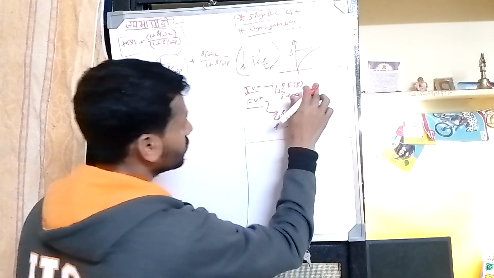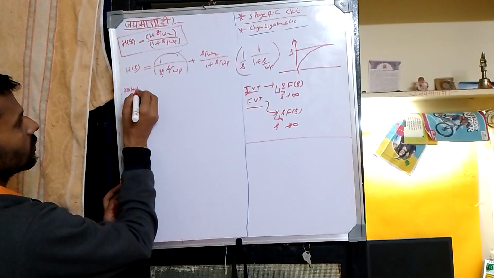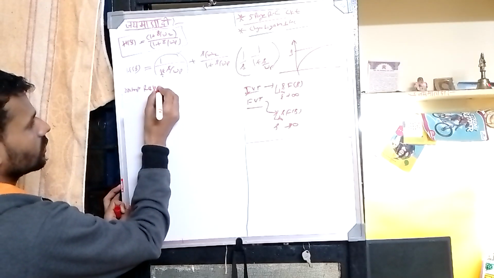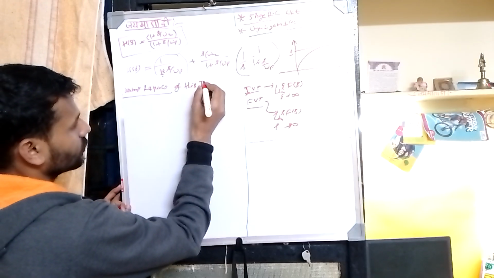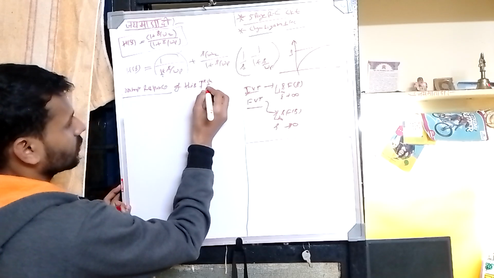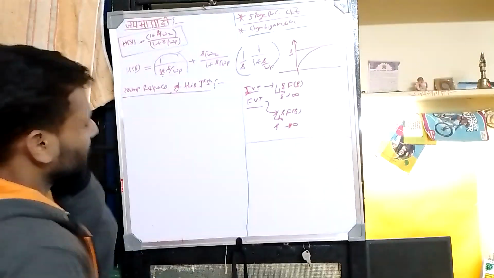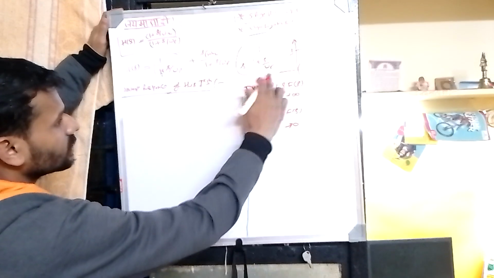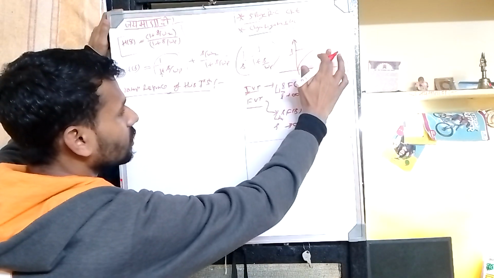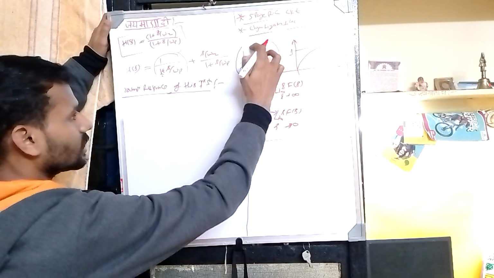If you know this basic, then it will help to derive the ramp response of this transfer function. So this is the step response, and when I want the ramp response, I just integrate this, and I'll get my ramp response for this transfer function.